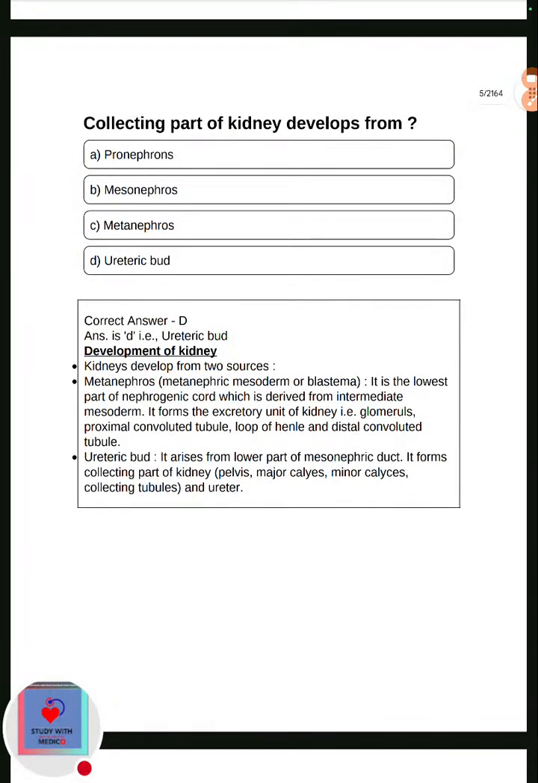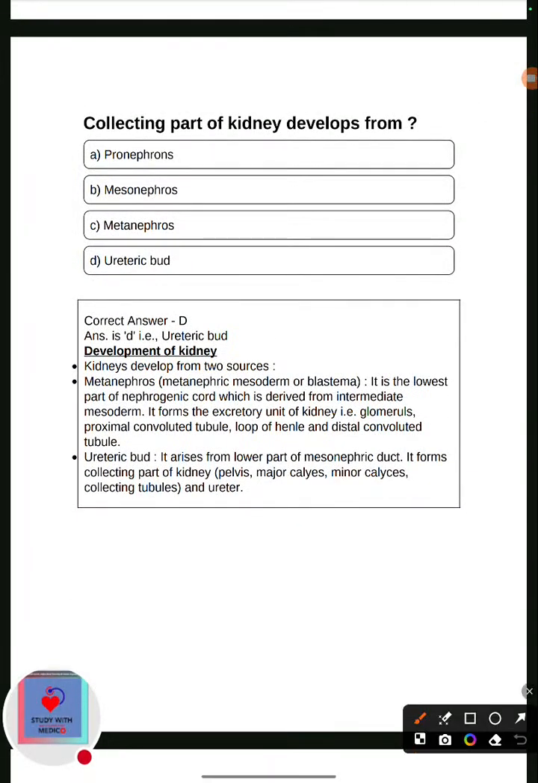The collecting part of the kidney develops from the ureteric bud. This is the embryology part, and embryology is an important thing. So the ureteric bud gives rise to the collecting part of the kidney. The kidney is developed from two sources.